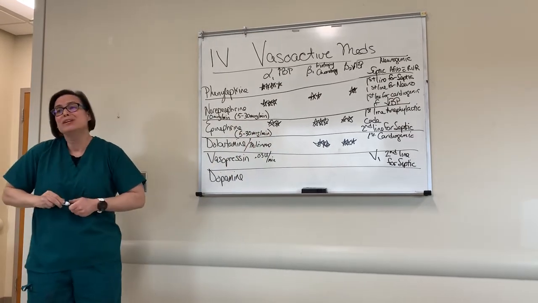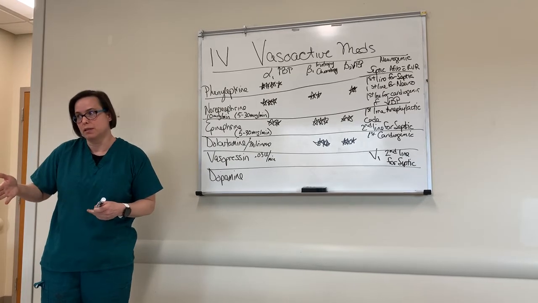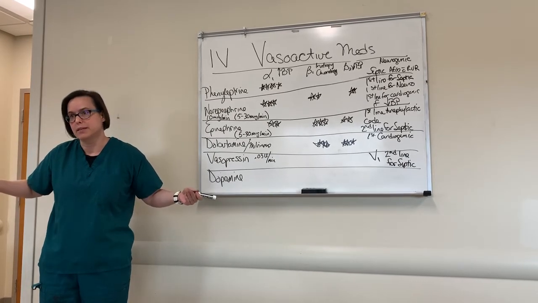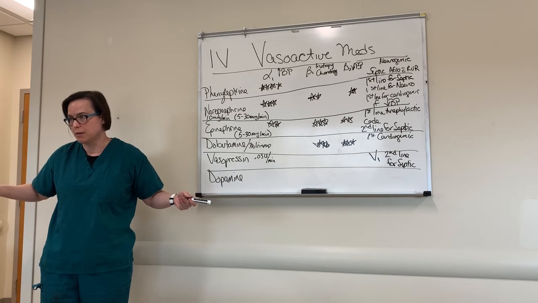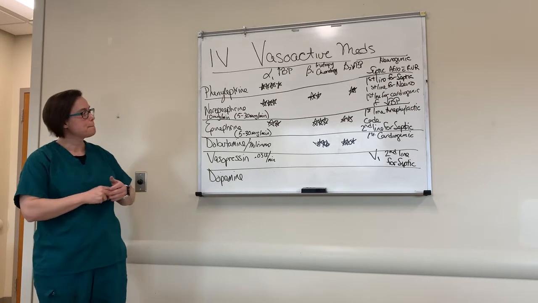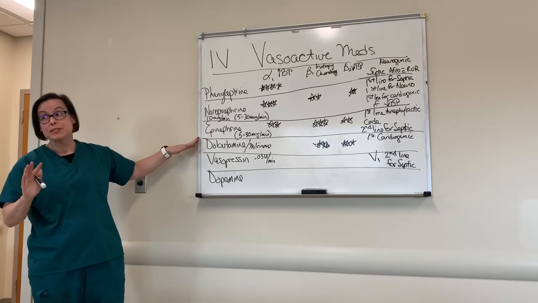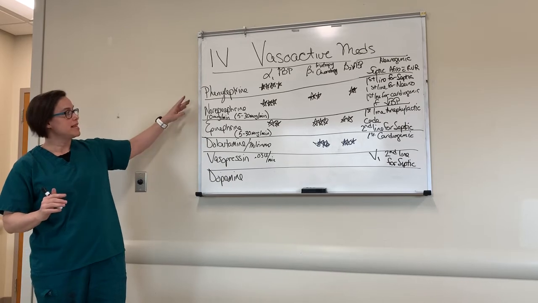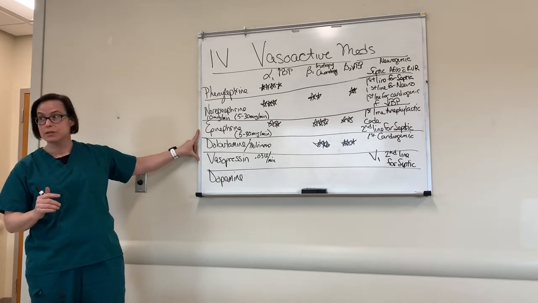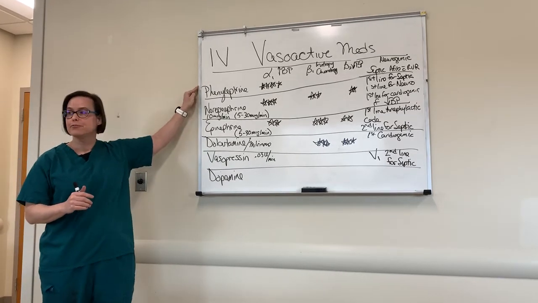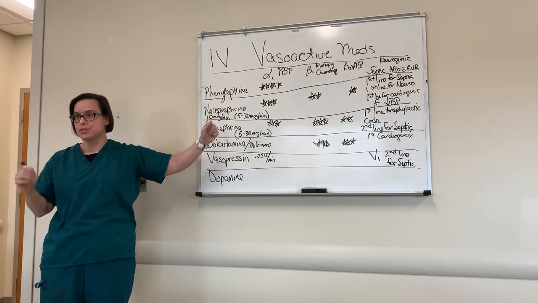Again, 30 is an arbitrary limit, because if you need more than that to keep someone alive, you need more than that to keep someone alive. Okay, and then as far as septic shock is concerned, we said that this is first line, these two are second line. Phenylephrine, they say now, is for special situations.